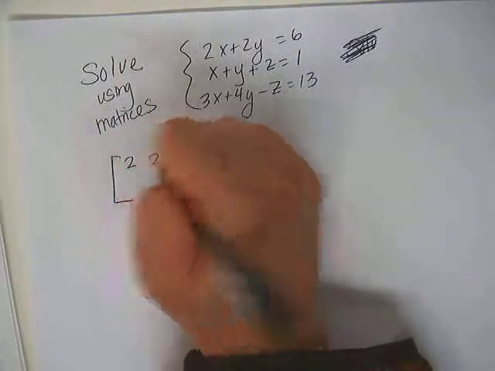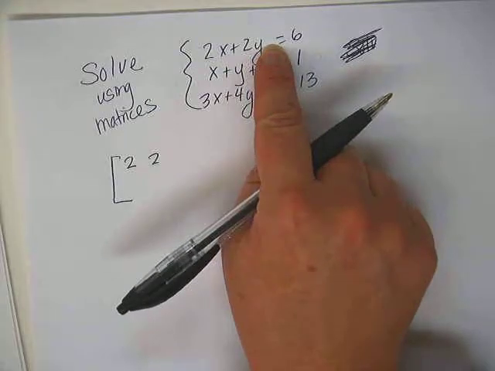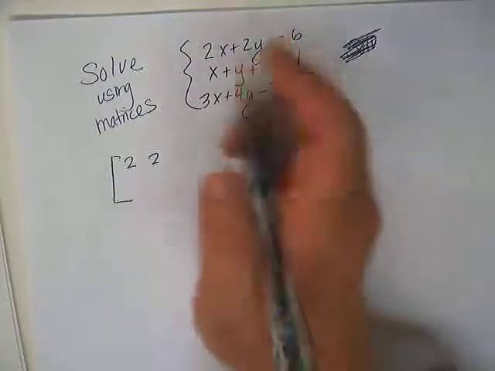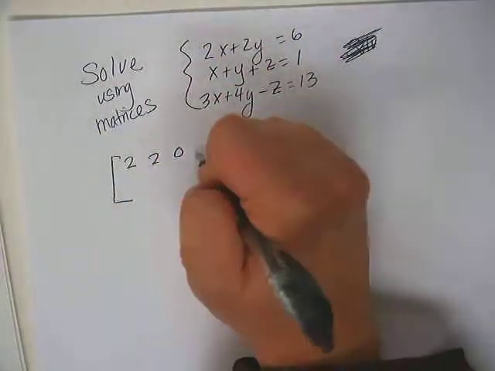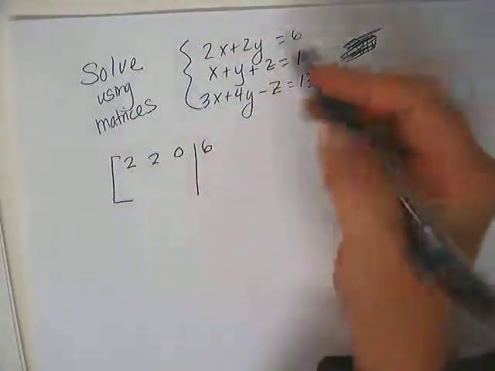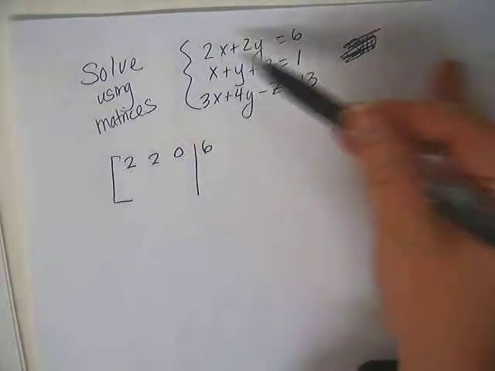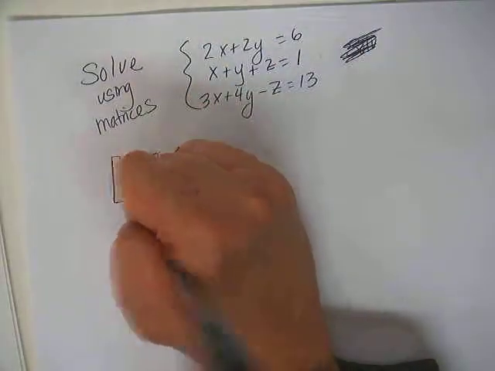So 2. Look how 2 is next to the x, 2 is next to the y. What's next to the z? So do we just leave nothing, or must we put a 0? We must put a 0. Notice how the equations are in alphabetical order. I'm putting in a 0 for something that's missing.